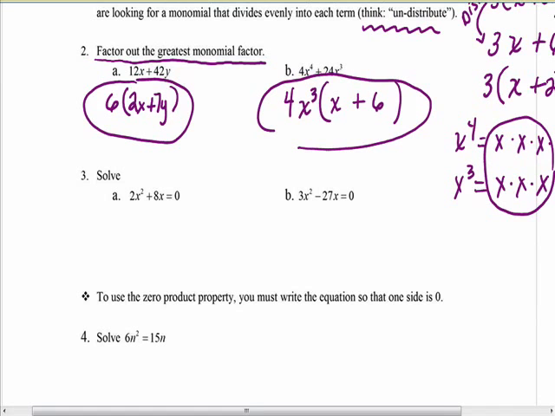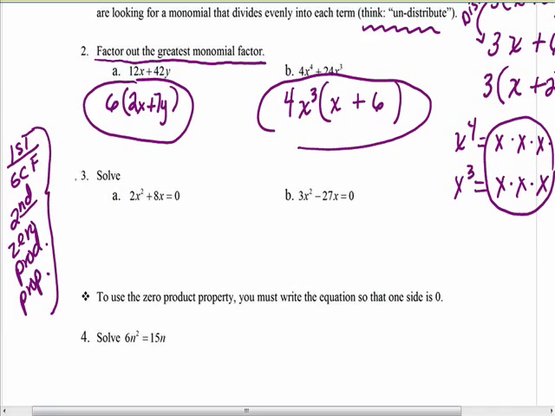All right, in number 3, we're going to put both concepts together. First, you need to take the greatest common factor. Second, you need to use the zero product property. That is for number 3.